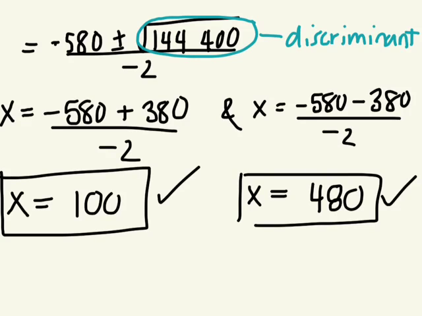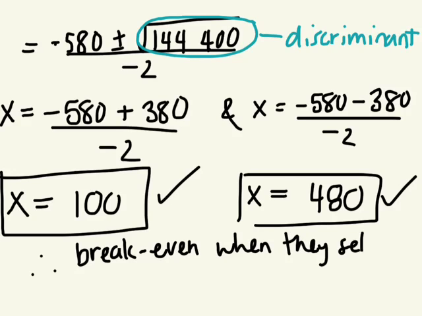What does this mean in the context of this question? Therefore, they will break even when they sell 100 tickets and when they sell 480 tickets.